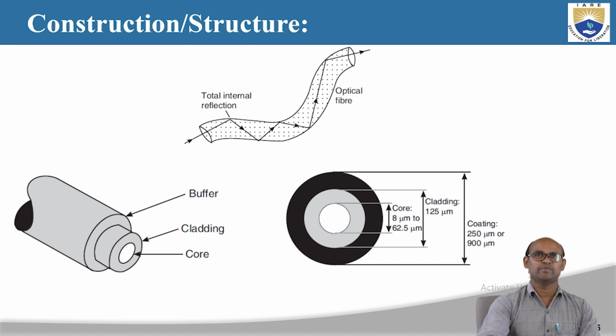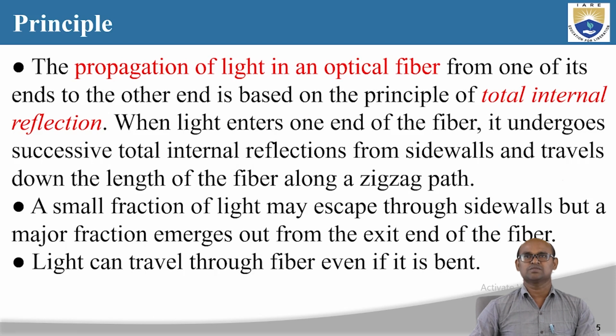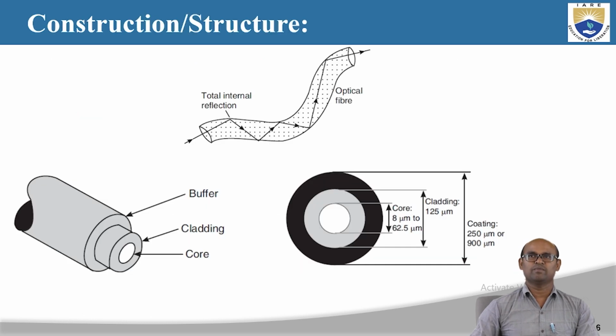So that is the principle for the propagation of light, and we will discuss in detail when this total internal reflection occurs. What is the incident angle so that the light that enters into the optical fiber undergoes total internal reflection? Okay, so that we'll discuss in detail in the coming slides.